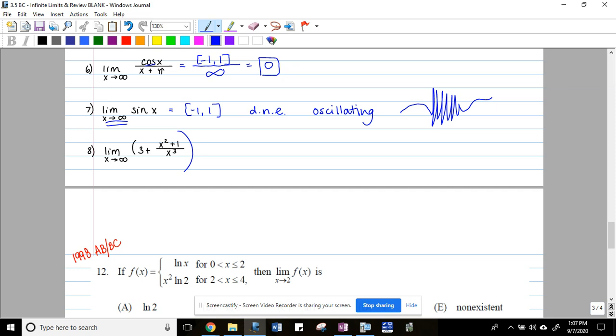Number 8, set of parentheses must have gotten cut off. I'm going to take this limit in 2 sets. Limit as x approaches infinity of 3 is 3. The limit as x approaches infinity of x squared plus 1 over x cubed, bottom heavy, is 0. 3 plus 0 is 3.